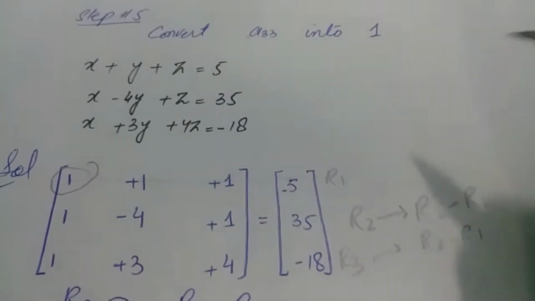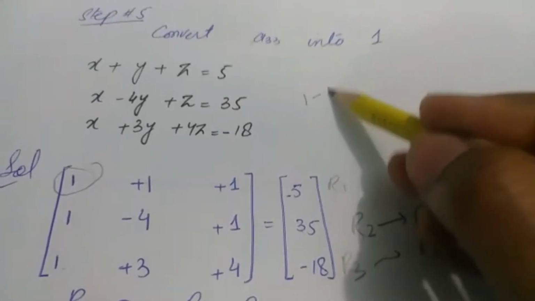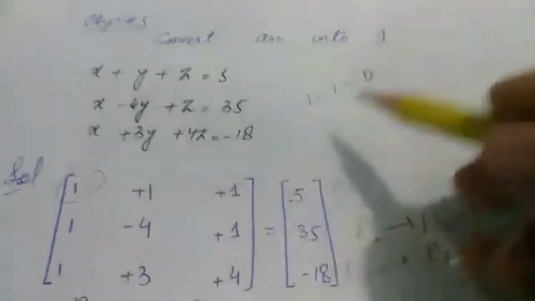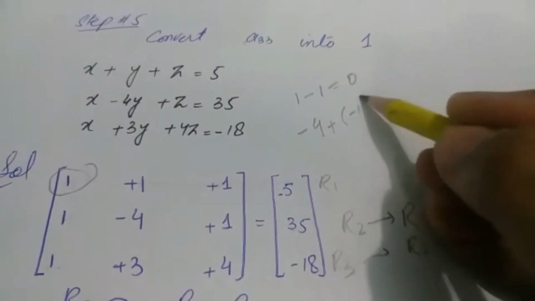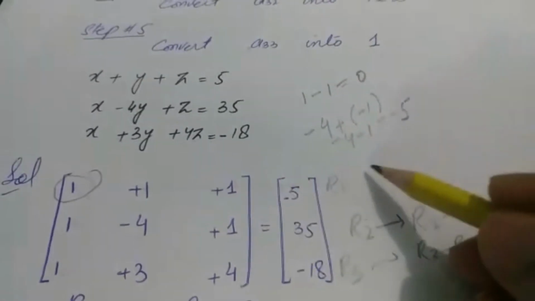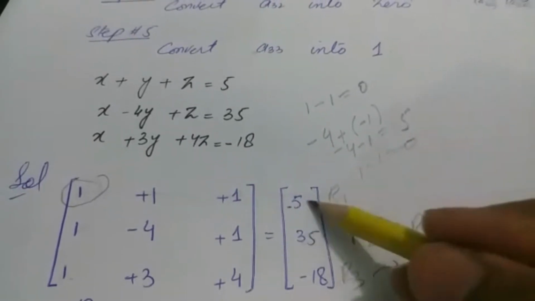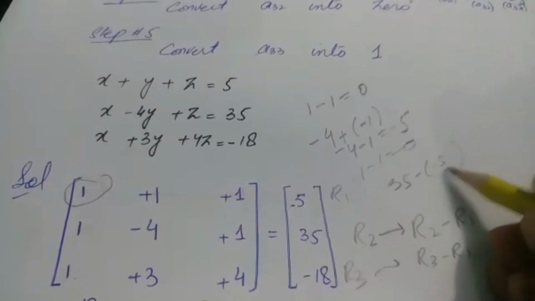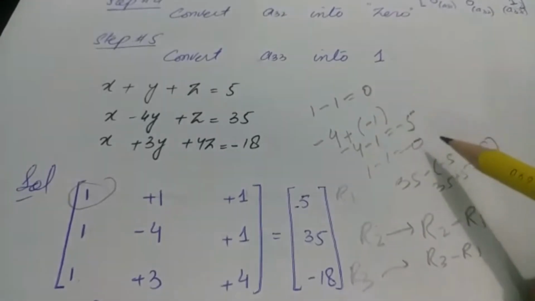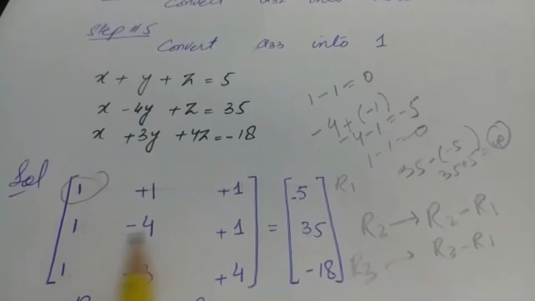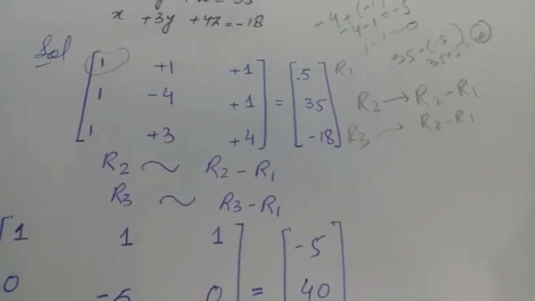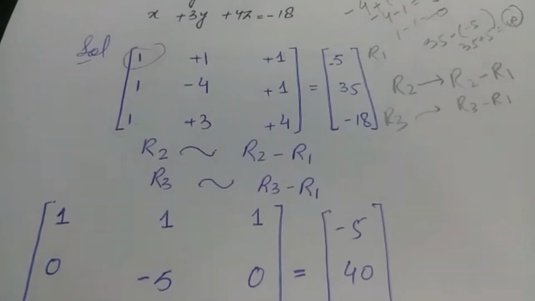Now I will show you the rough work. 1 minus 1 equals 0. This is converted into 0. Minus 4 minus 1 equals minus 5. Then 1 minus 1 again equals 0. 35 minus minus 5, that is 35 plus 5, equals 40. It means 0, minus 5, 0 and 40 are the elements for R2. So I will write here 0, minus 5, 0 and 40.